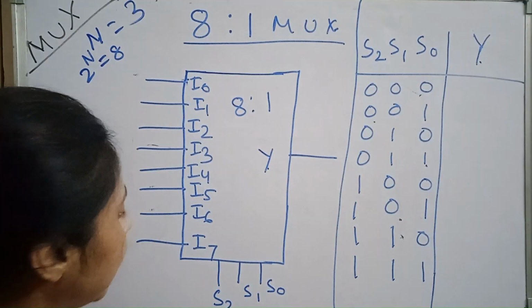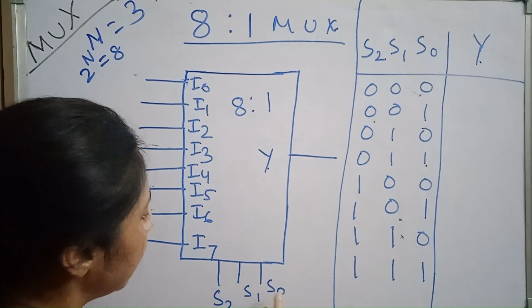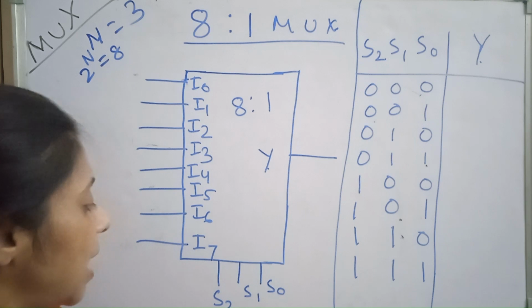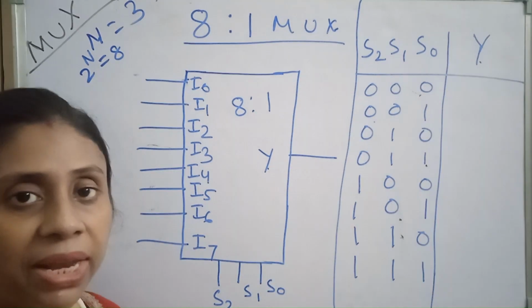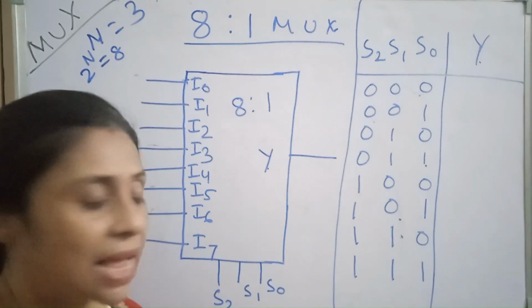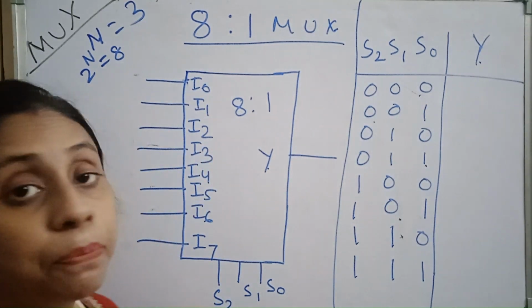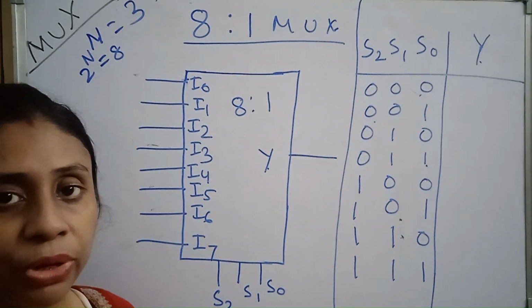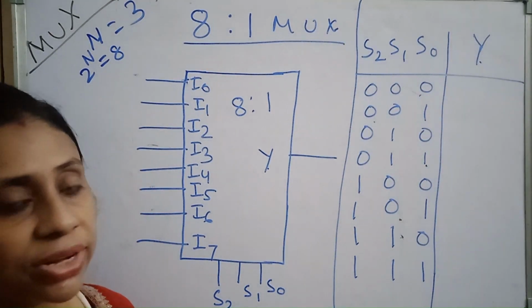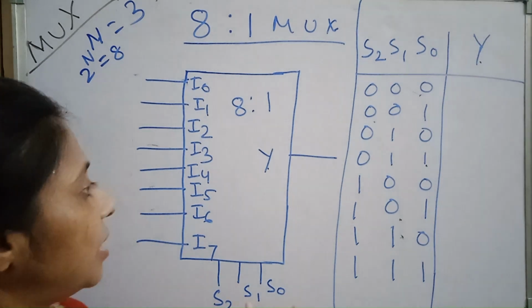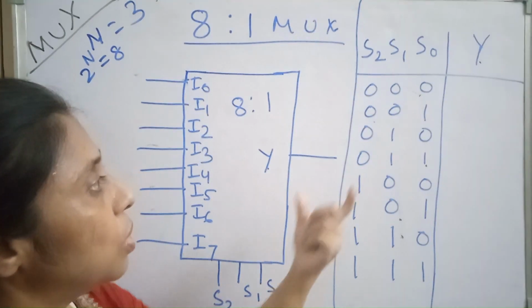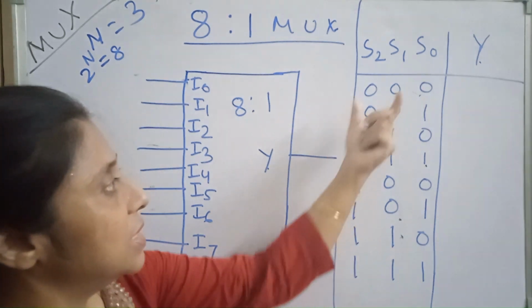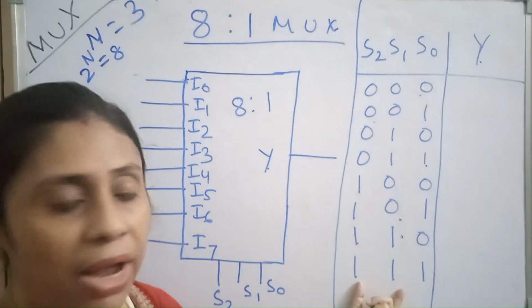So what are the select lines? The select lines are S0, S1 and S2. Now depending upon the input combinations at these 3 select lines, one of these 8 input lines will be selected and transferred to the output line. See how the selection is done. As there are 3 select lines, the number of combinations is 2 to the power of 3, that is 8, from 0, 0, 0 to 1, 1, 1.